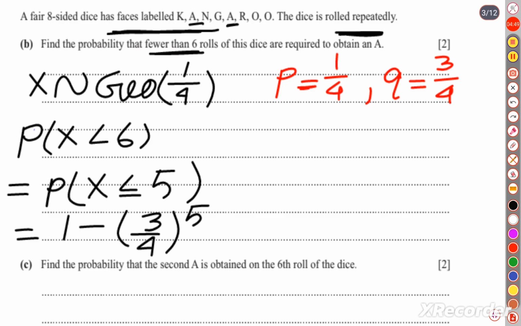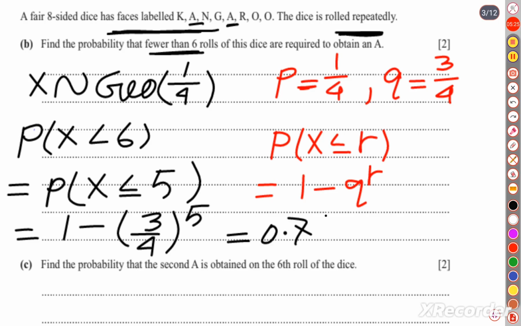Let me show you the formula. The formula is the probability of x less than, suppose this is r, is equal to 1 minus (1 minus p) raised to r, that is 1 minus q raised to r. Q is the probability of not obtaining the desired outcome every time. So finally our result is going to be 1 minus (3/4) to the power 5, which is equal to 0.673, and that's our answer.